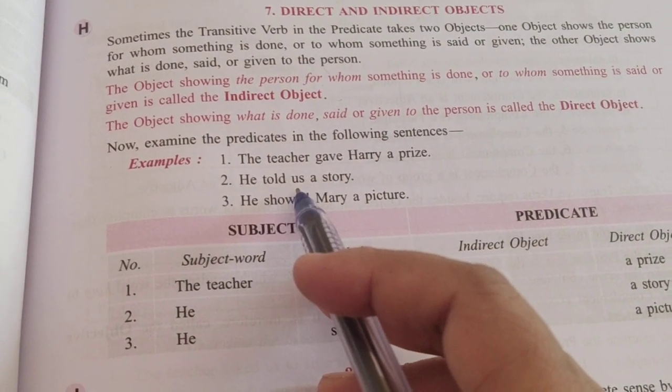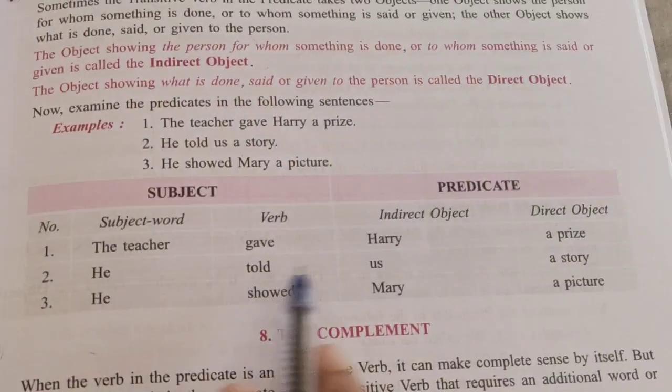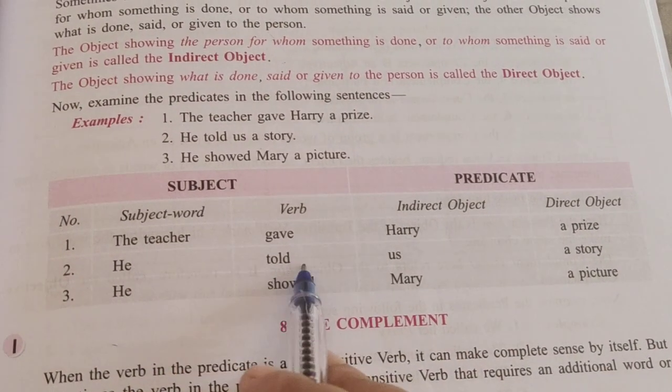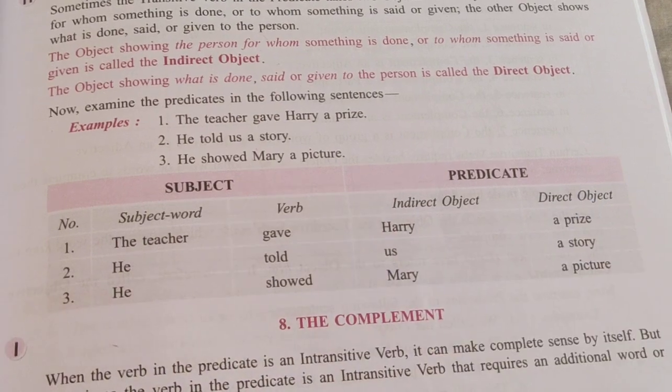This is the indirect object. And what was told? A story. This is the direct object. See in the next portion: He is the subject, told is the verb, us is the indirect object, a story is the direct object.